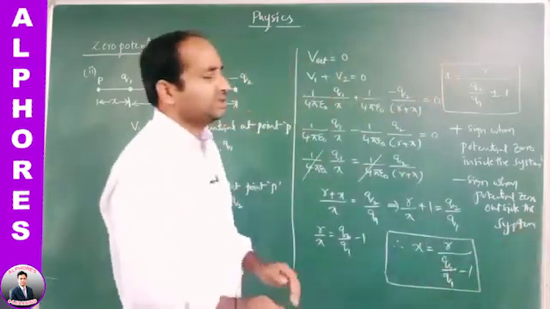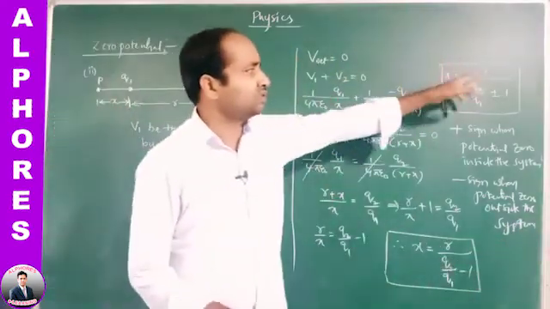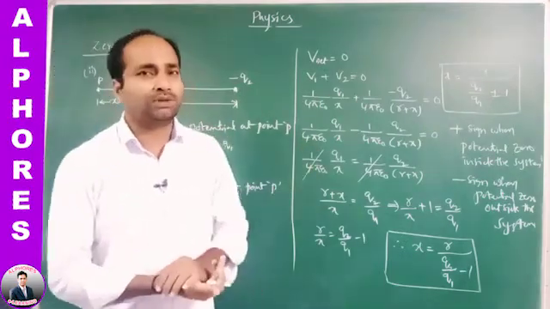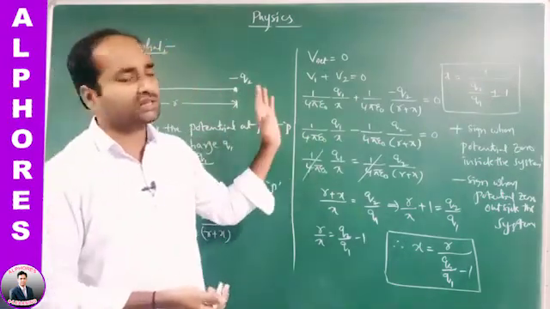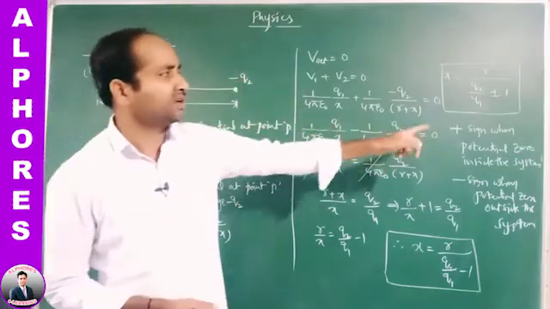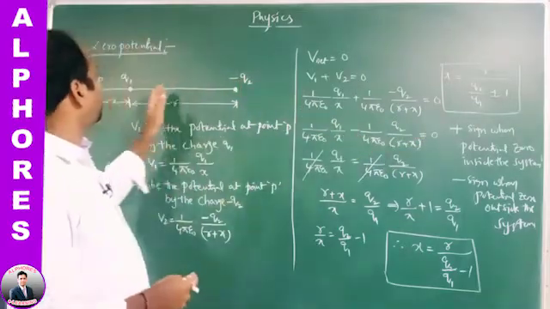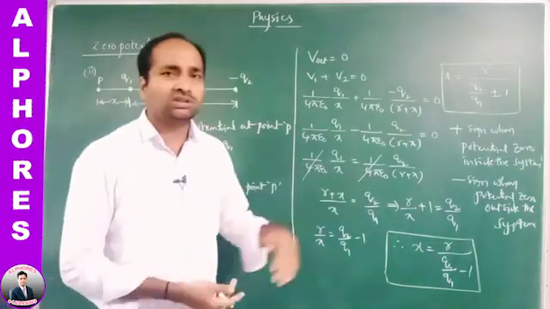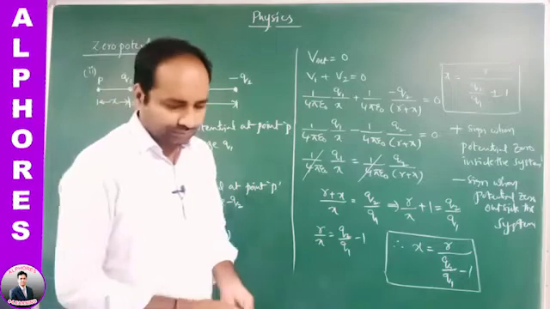For the formula x is equal to r by (q2 by q1 plus or minus 1), two null points are obtained. For inside the system, we use the positive sign, and if the null potential is obtained outside the system, we should use a negative sign.